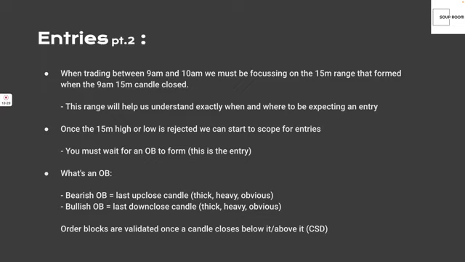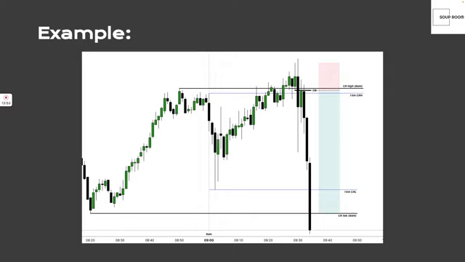Order blocks are validated once a candle closes below it or above it. Like I said before, this is the change in state of delivery. This is how you validate bullish order flow. Number one, from the lowest time frame, actually. Very important. Very, very important. And this is how you validate the order block. Here's a perfect example. Those of you on TikTok got a little sneak peek.